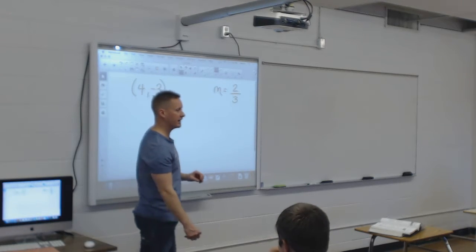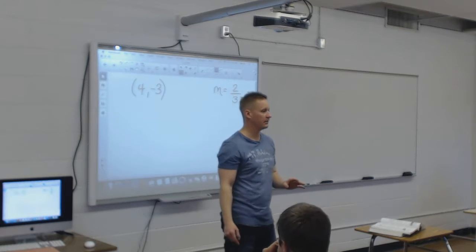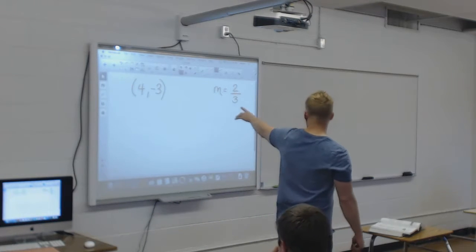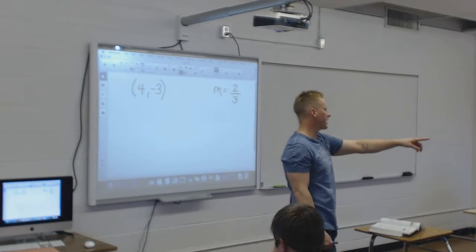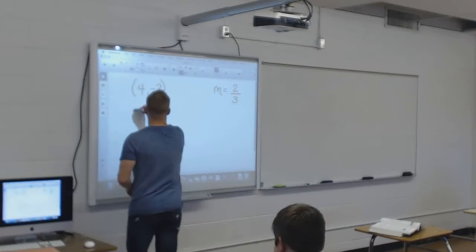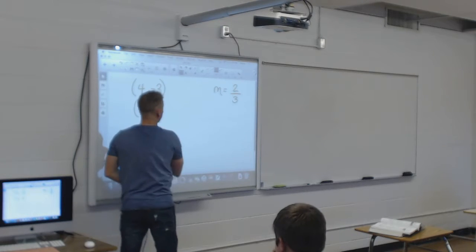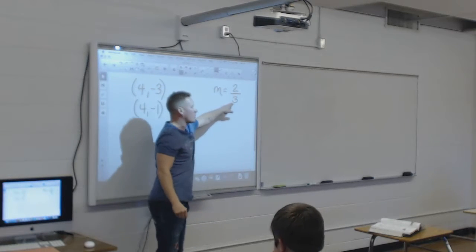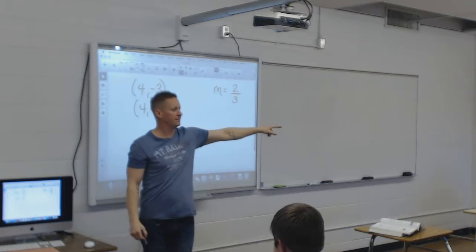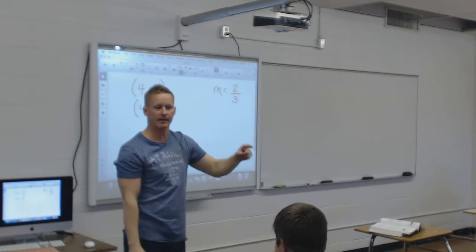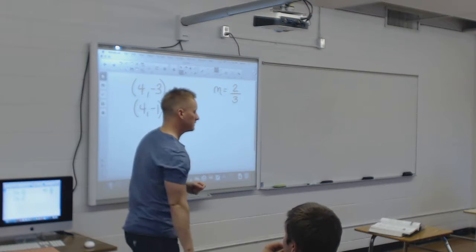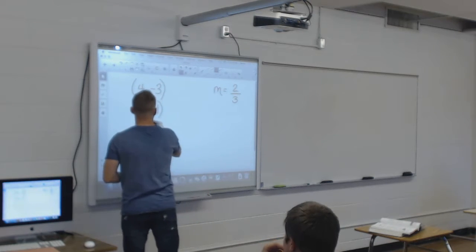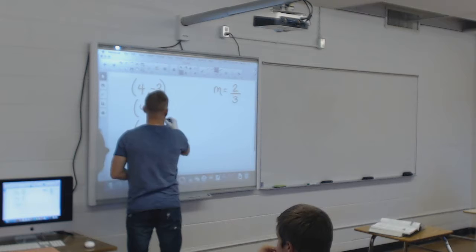I'm asking you what the coordinate is. If I'm going up 2 from that point right there, which coordinate does it take me to? What do you got, Jacob? 4 and negative 1, correct. Now if I go right 3 of that coordinate, which coordinate does it take me to? 7, negative 1. It takes me to 7 and negative 1.